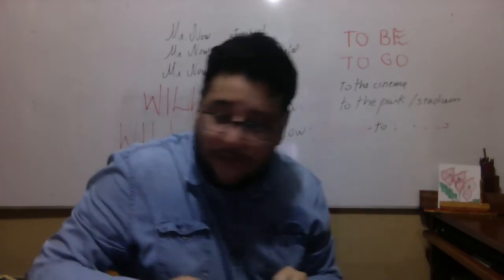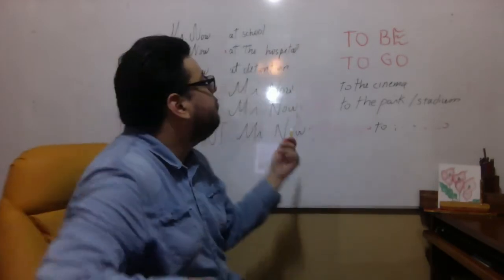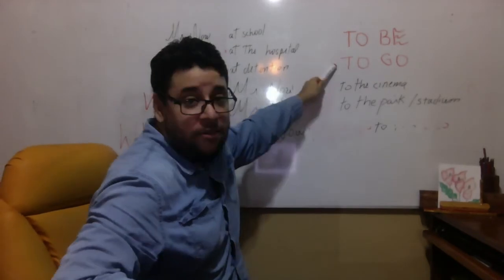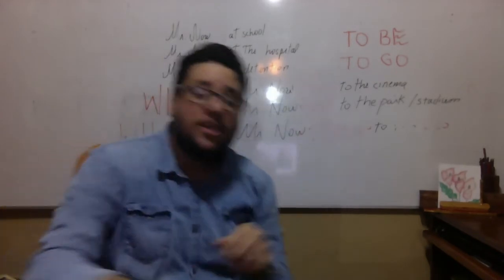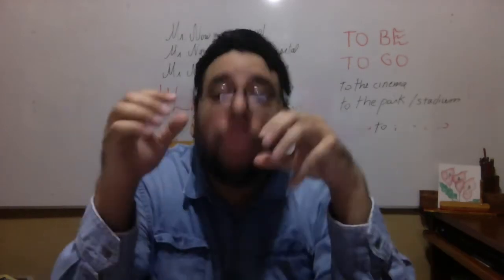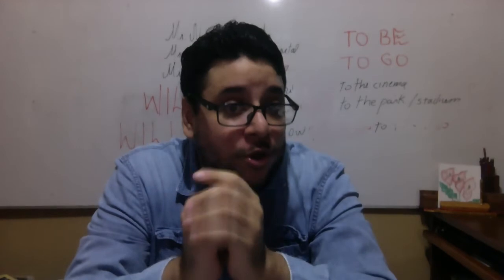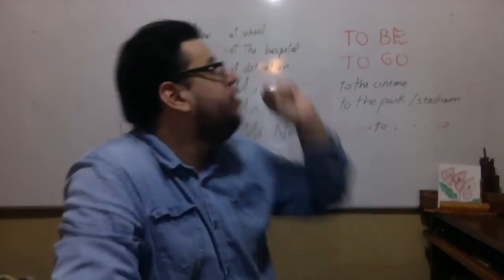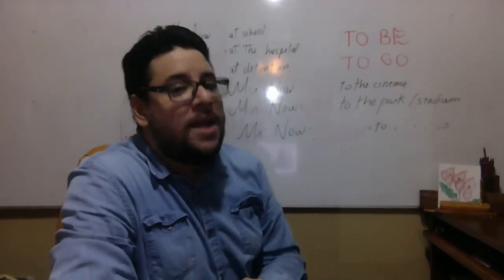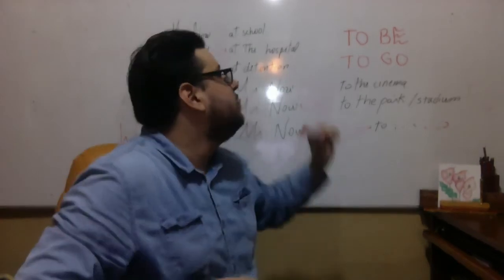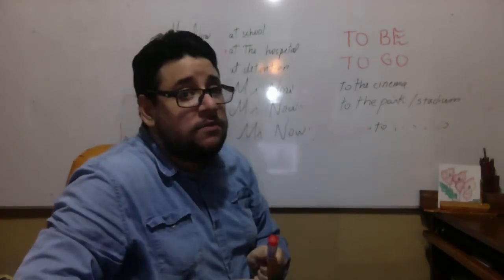So we have reviewed how to write in the present tense. We have used the verb to be and the verb to go. In this case, I want you to use your imagination. Dreams can come true, you know. I want you to think of this board as a magical board. So everything we write on it will become a reality for Mr. Now.